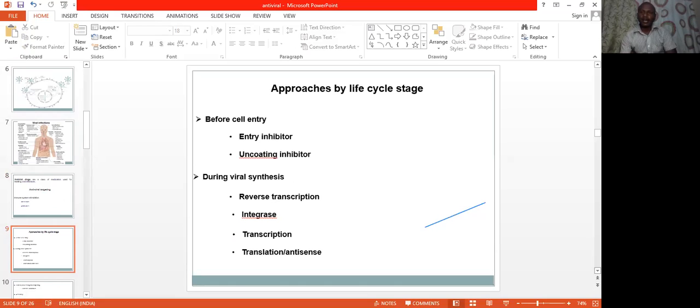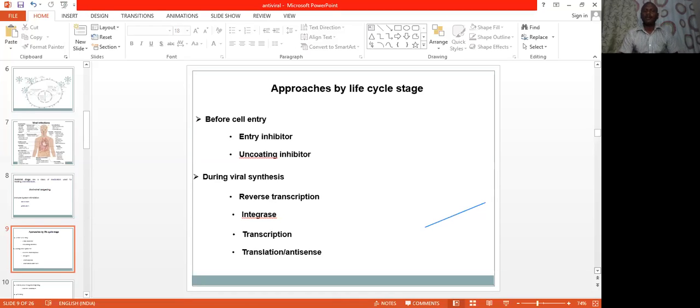So based on the life cycle stages, you can have the treatment. You can target each step of the life cycle, and you can prevent or stop the replication of the virus. So the first approach is before cell entry.